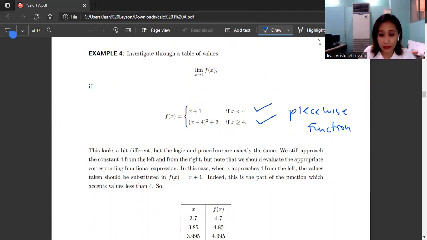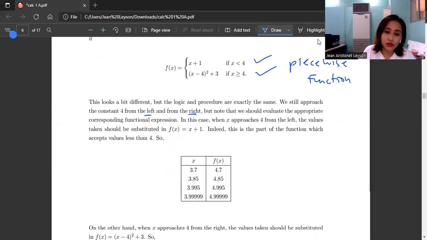So this looks a bit different, but the logic and procedure are exactly the same. We still approach the constant 4 from the left and from the right. But note that we should evaluate the appropriate corresponding functional expression. So in this case, when x approaches 4 from the left, the values taken should be substituted in x plus 1, since these are the values less than 4. So indeed, this is the part of the function which accepts values less than 4. And so we take values close to 4 from the left. Again, it's your choice. You can choose any value. And we will end with this one.